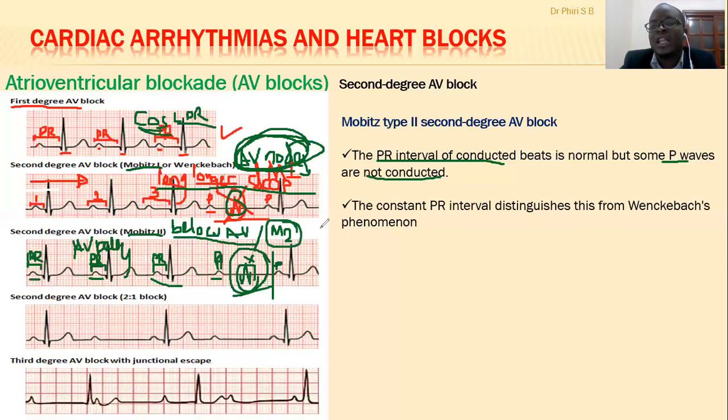Even if you stimulate the vagus nerve, the acetylcholine will have less effect or no effect here as compared to here, because within the AV node, you have the M2 receptors that will be affected by the parasympathetics. So this will be affected by the parasympathetics. This won't be affected by the parasympathetics. Then you know to say these are two different types of Mobitz second degree AV blocks. So you have Mobitz type 1, Mobitz type 2. So we move on.